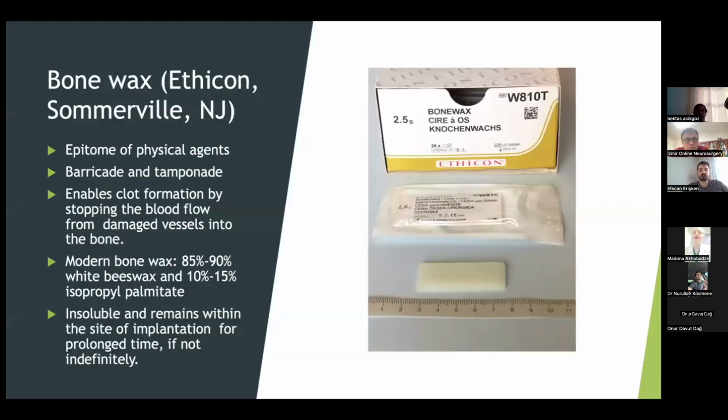Coming to bone wax, it is said to be the epitome of physical agents. As mentioned earlier, it provides barricade and tamponade and enables clot formation by stopping the blood flow. So whenever blood flow stops, there will automatically be formation of a clot. And modern bone wax, as compared to Victor Horsley's, is quite different in its constitution. It is made up of 85 to 90% white beeswax and 10 to 15% isopropyl palmitate, which acts as a stabilizing agent. And it is insoluble, and it remains within the site of implantation for a prolonged time, if not indefinitely. It is not absorbable.